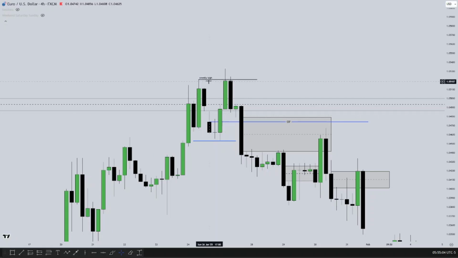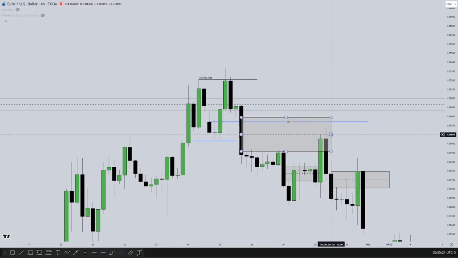Price traded higher, ran the previous week high, which led to the shift in market structure. Retracement to this fair value gap respected it. Price retraced to this fair value gap, failed to create a new low, and traded higher because of high impact news.